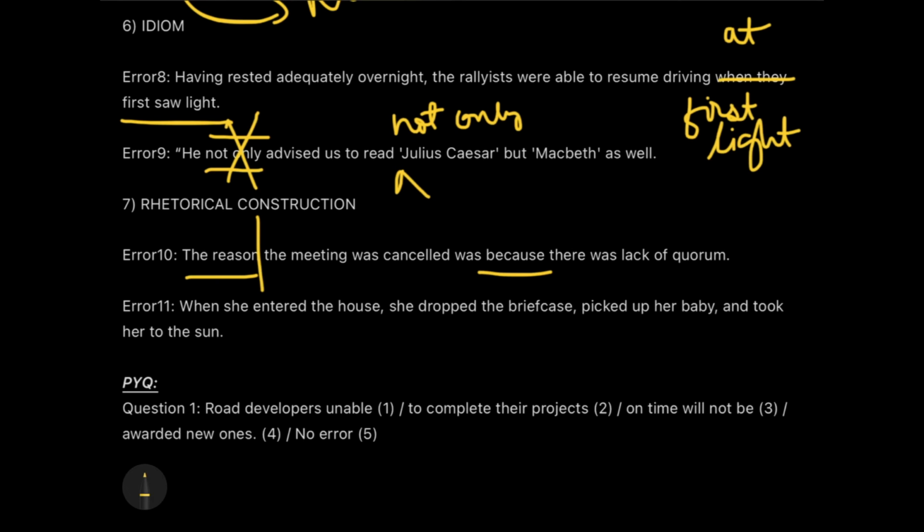The meeting was cancelled for the lack of quorum. Okay, was cancelled for the lack of quorum. First class, finish. Error number 11, last one.